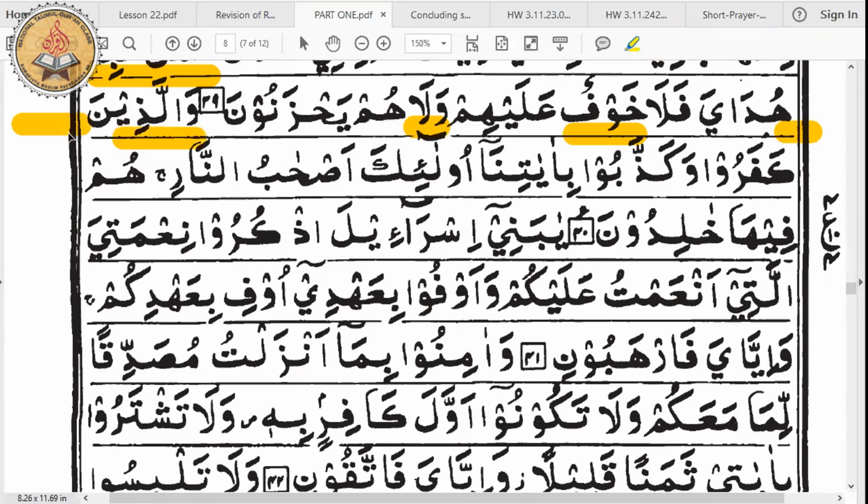Just before starting reading the Holy Quran, we say Tasmi: A'udhu Billahi Minash Shaitanir Rajeem, Bismillahir Rahmanir Rahim. A'udhu Billahi Minash Shaitanir Rajeem. Bismillahir Rahmanir Rahim.